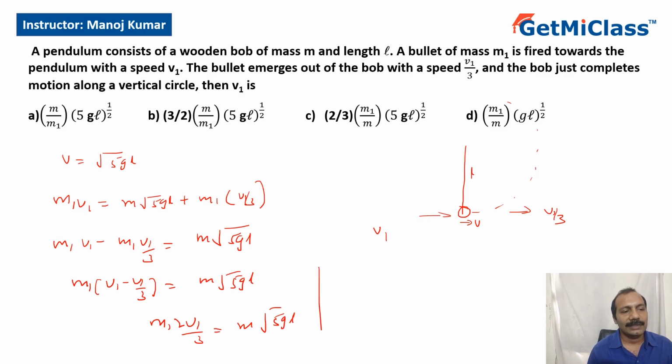So we need v1. So v1 equal to 3m by 2m1 into root 5 GL. Right? So which option is correct? 3 by 2 into m by m1 into root 5 GL. That is option B. Hope you could follow this. Thank you very much.